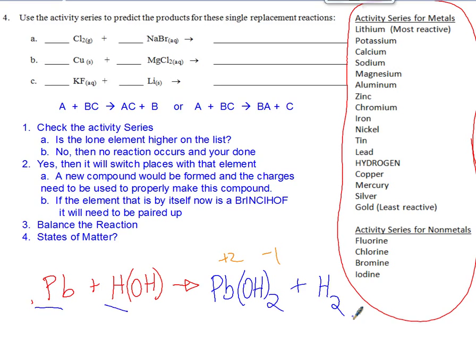And it's not ionic, it's just boring hydrogen. So, here we go. Should we balance the reaction? Yeah, let's put a 2 here. That was easy. What do you think the states of matter are? That's always the last question. Hydrogen is usually a gas.